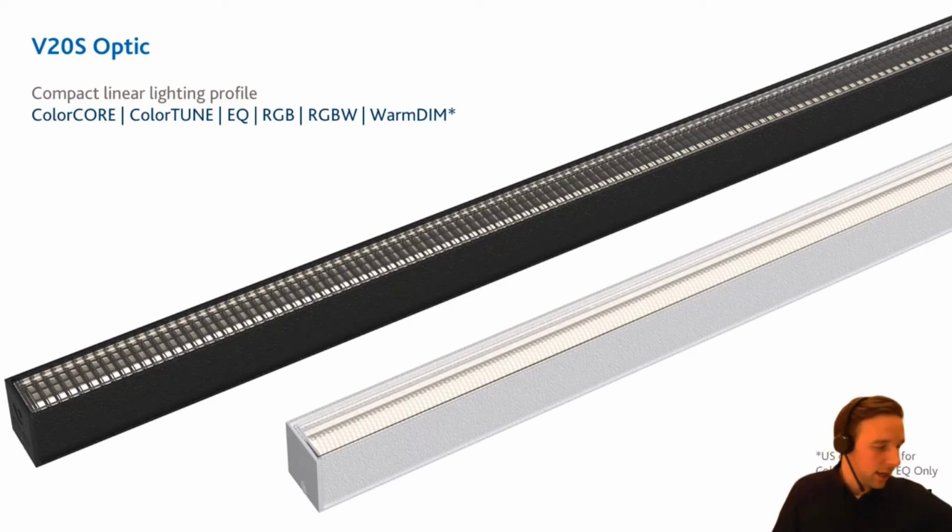So to give you an idea, if you can see this, this is the size of the product. It's very, very small. And we've got different lens options for that, all the way from a wash optic, a graze optic, and a flood optic. And that has glare control, as you can see in there, anti-glare louver, which is integral. And that is all sealed IP67. So you can use that anywhere you want.